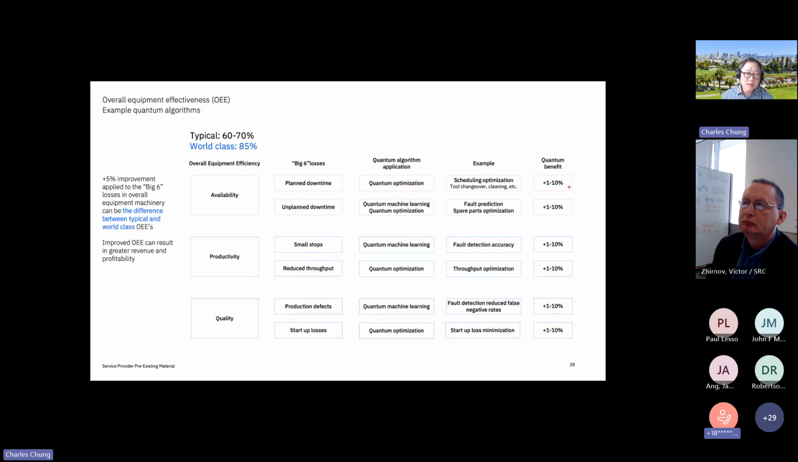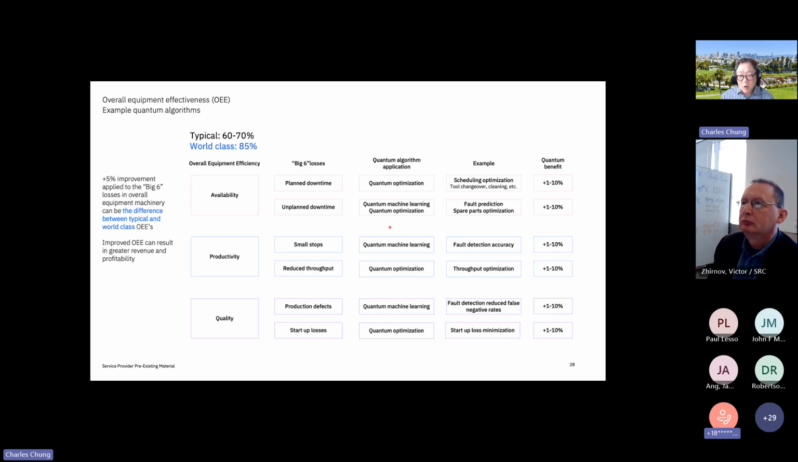And so if you start to cast this in an overall equipment effectiveness framework, what we're measuring is the available time and the efficiency in which a piece of equipment is used. There are 3 big categories of problems: the availability, the productivity, and the quality. And then within each of these, there are 2 types of losses, which altogether make the big 6 losses.